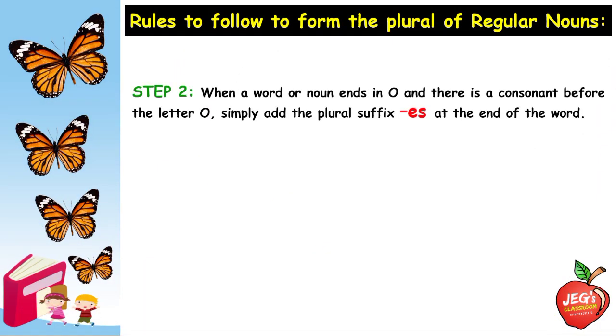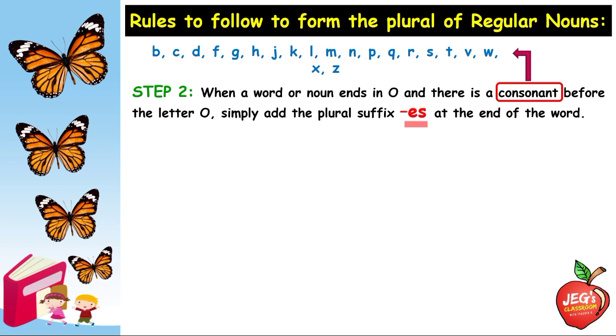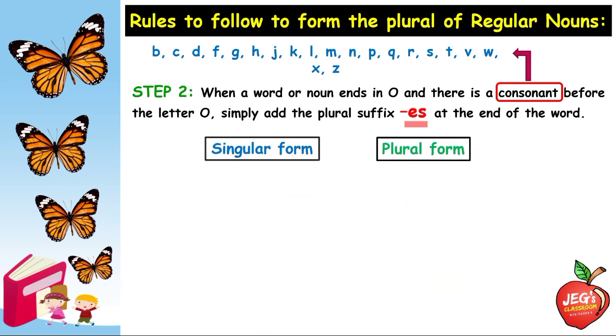Let's discuss step 2. When a word or noun ends in o and there is a consonant before the letter o, simply add the plural suffix es at the end of the word. Remember that when we say consonant, these are the letters in the alphabet except a, e, i, o, and u, which are vowels. Let's see some examples.